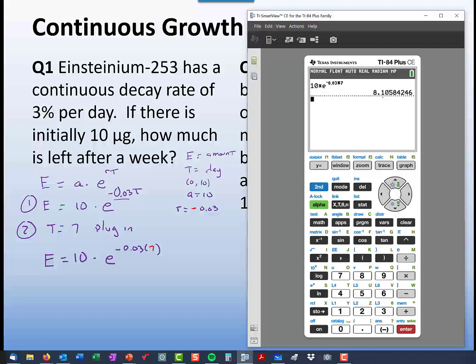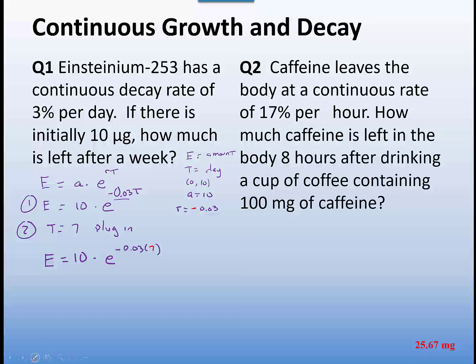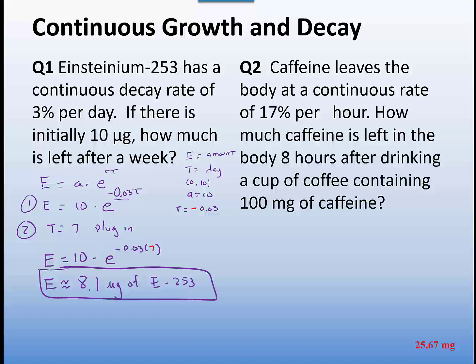It's still a round off though, because e is irrational. That decimal will never stop. But we can say more accurately, because of the continuous growth equation, that it's 8.1 micrograms of Einsteinium 253. All right, let's look at another example.